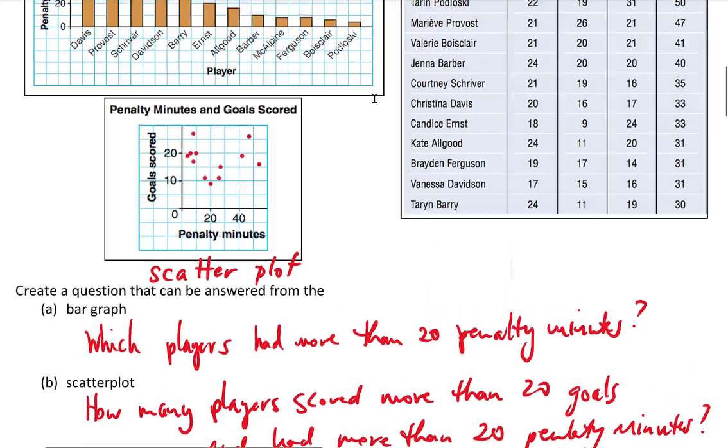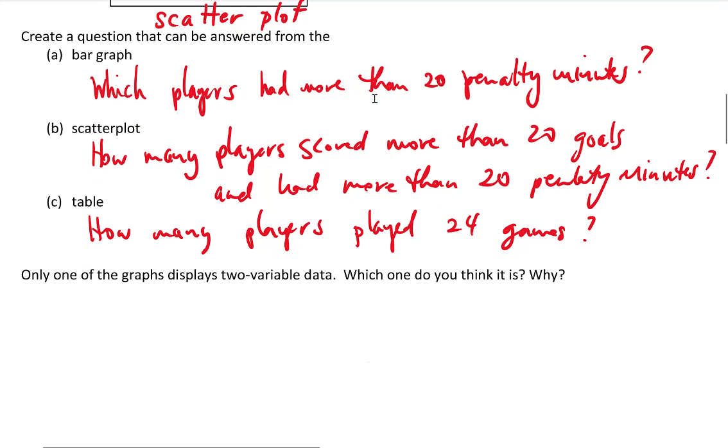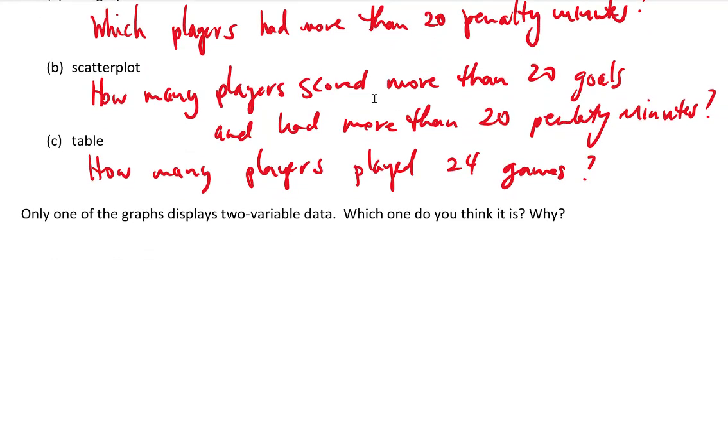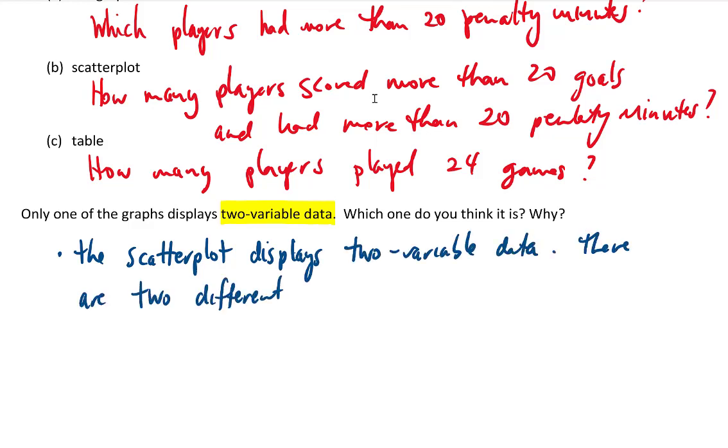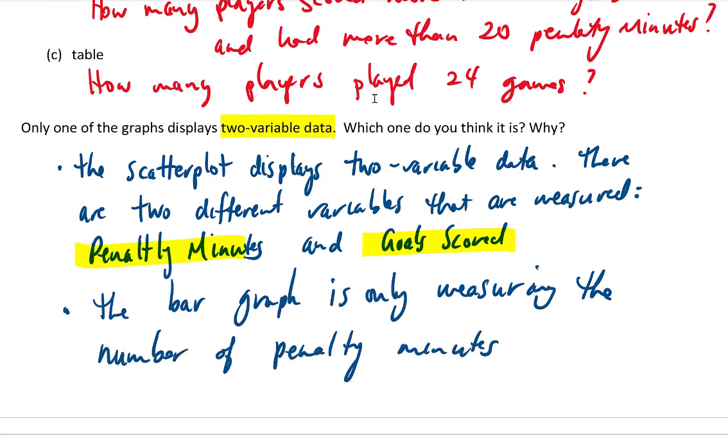And from the table, there's a whole series of questions. For example, how many players played 24 games? Next part: only one of the graphs displays what we call 2 variable data. Which one do you think it is and why? The only one that does is the scatter plot, because there are 2 different variables being measured, the penalty minutes and the goals scored. Notice the bar graph is only measuring the number of penalty minutes. So the bar graph is what we call 1 variable data.